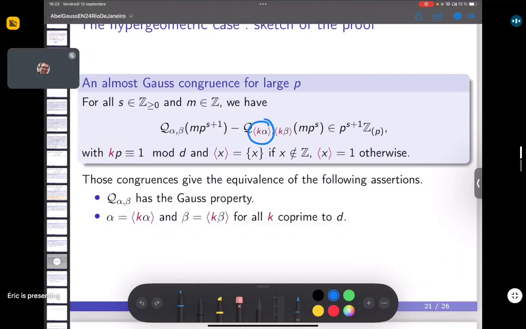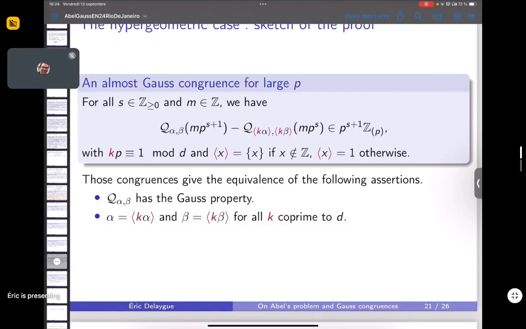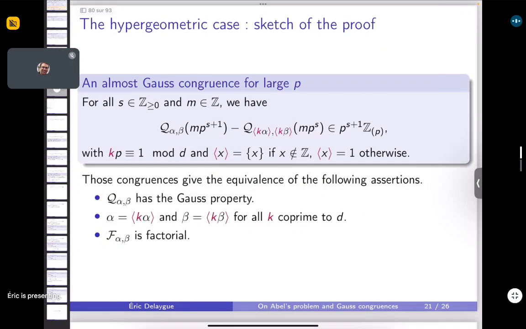So now we are here. Alpha has to be k alpha and beta has to be k beta after the map angle, and this is true for all k coprime to d. It forces in fact too much symmetry in alpha and beta, and it follows that f alpha beta is factorial. So this is a sketch of the hypergeometric case.